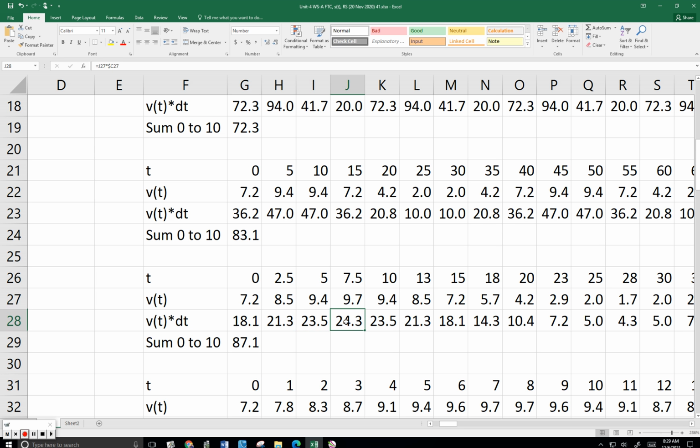So if you add those four together right here, you get the plane's displacement is now 87. So the more often we check the velocity, the more often we sample the velocity, the better estimate we're going to get as to how much the plane's position actually changed in the entire 10 minutes.